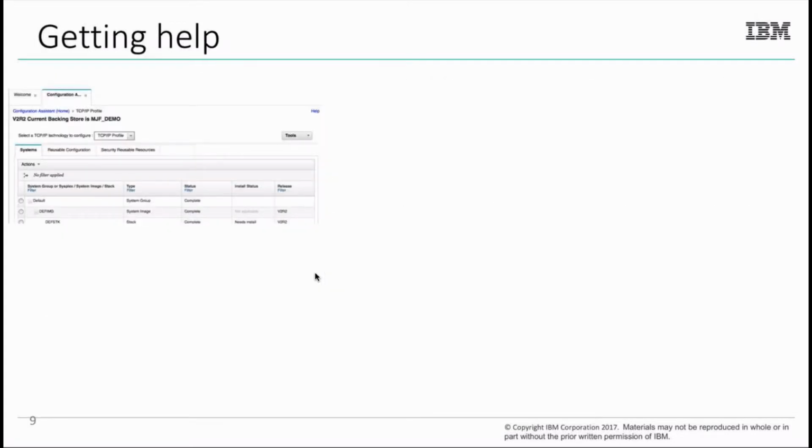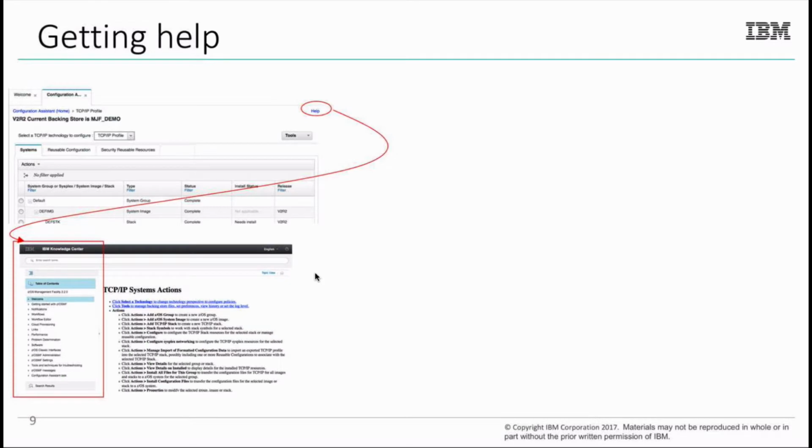So the next question is, where do you get help? The Configuration Assistant has extensive help, which we will freely admit always needs improvement, because we write the help and we understand it well, so we're always looking for feedback on what could be more helpful. But on almost every screen, in the upper right-hand corner, there's a small help link. If you click on it, it takes you to a Knowledge Center, and the Knowledge Center brings up the topic for the screen that you were on when you clicked the help link.